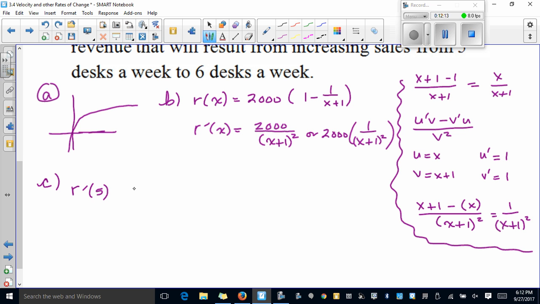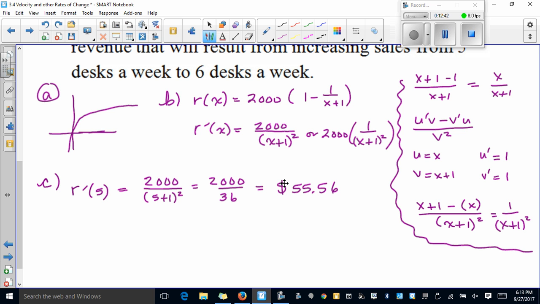So this is going to be 2,000 over 5 plus 1 squared, which is going to be 2,000 over 36. 5 plus 1 is 6, 6 squared is 36, which is going to give us approximately $55.56. Now keep in mind, this is the marginal revenue that they'll make off of it. So the change in revenue.